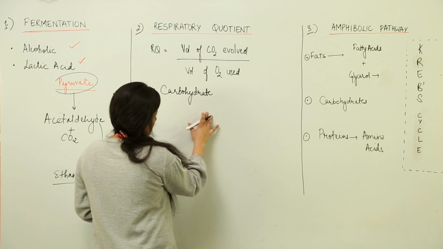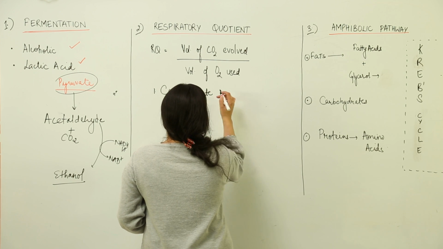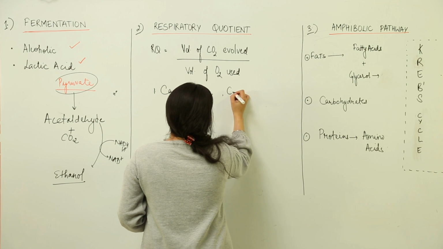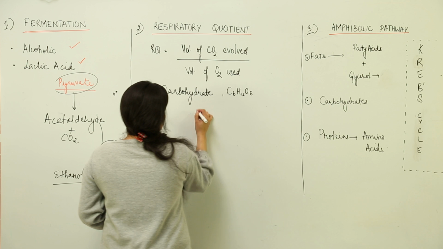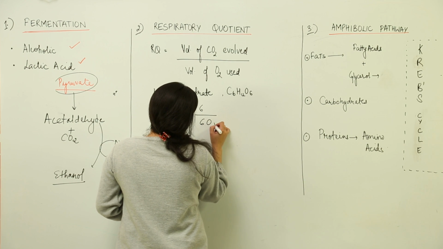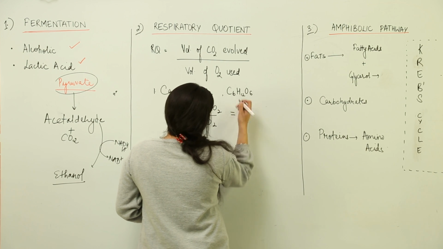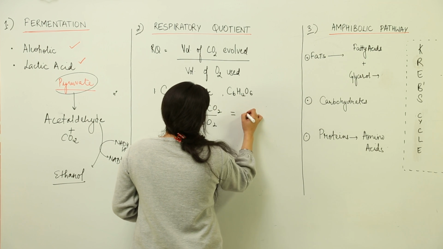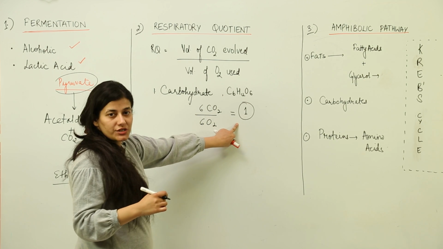The examples that I am going to discuss are about aerobic respiration. Carbohydrate, for once, let's consider glucose. It uses 6 molecules of oxygen for the release of 6 molecules of CO2. So the respiratory quotient that we get over here is 1. In case of carbohydrates, our respiratory quotient is 1.